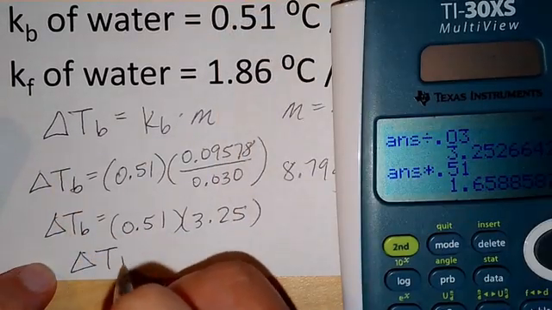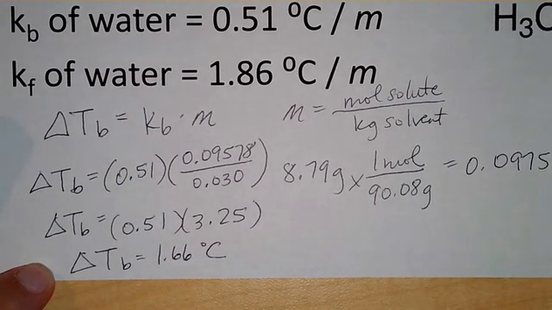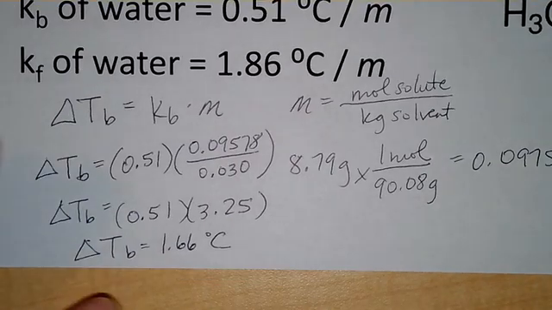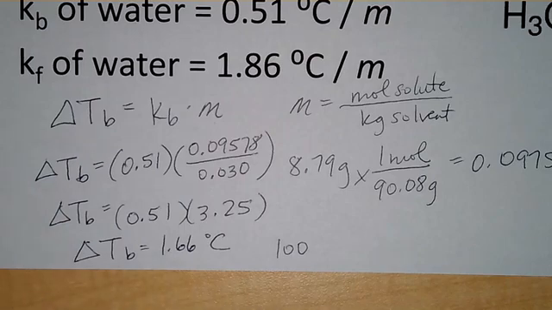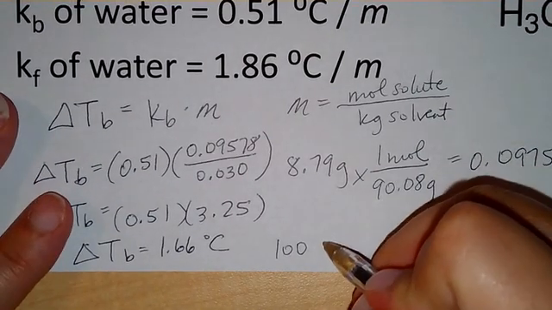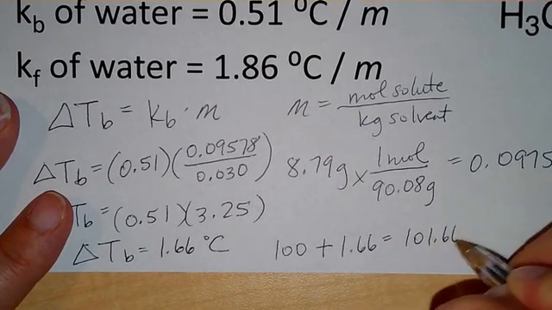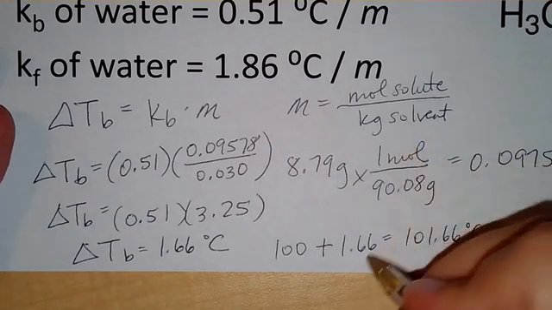1.66 degrees Celsius. Now since this is a change in boiling point, if I want to know the actual boiling point, I need the boiling point of our solvent, which is water. So water boils at 100 degrees Celsius. And boiling point elevation means our temperature goes up, so I'm going to add the 1.66 to get 101.66 degrees Celsius. So instead of remembering delta T is something minus something else, we just remember boiling point of solvent plus whatever the change is, because boiling point has to go up.